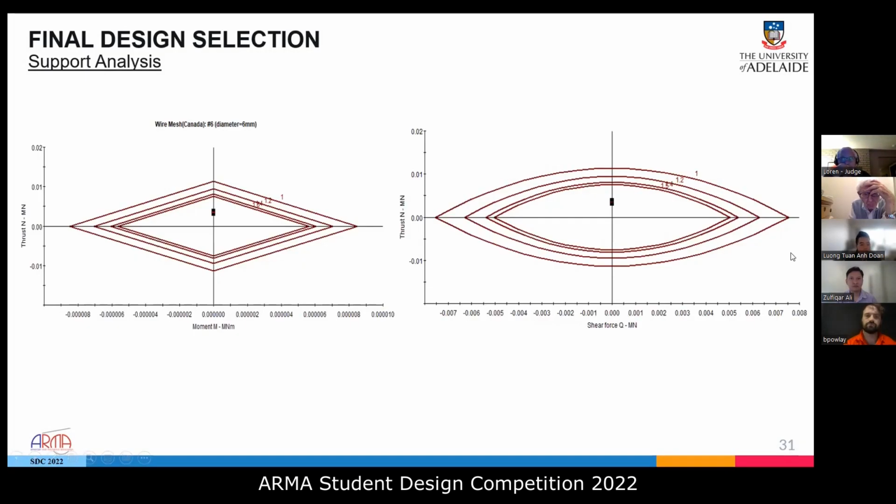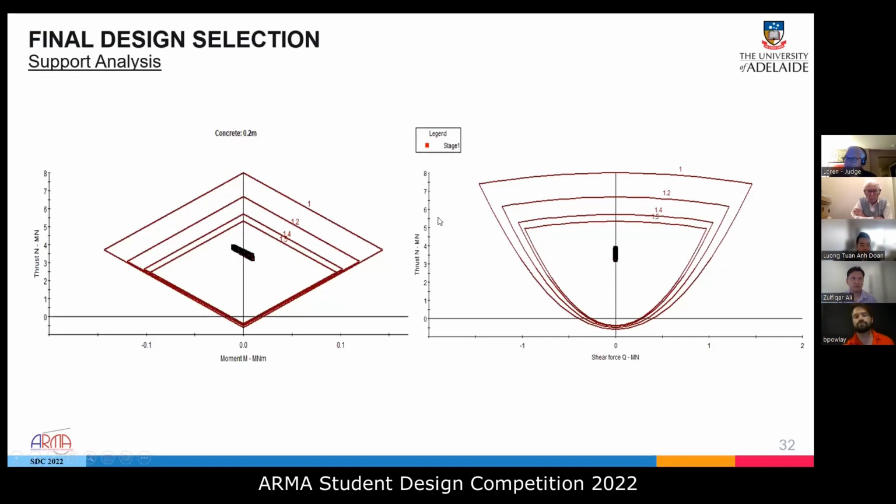To analyze the design, support capacity diagrams were generated in axial force versus moment space, and also in axial force versus shear force space. The support capacity diagrams are used to determine the factor of safety of the tunnel liner. All the values of acting forces and moments are shown as black data points. It can be seen that all the data points fall within the 1.5 factor of safety envelope, which suggests no further changes are required.